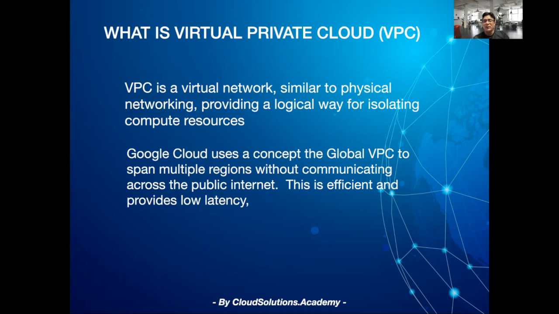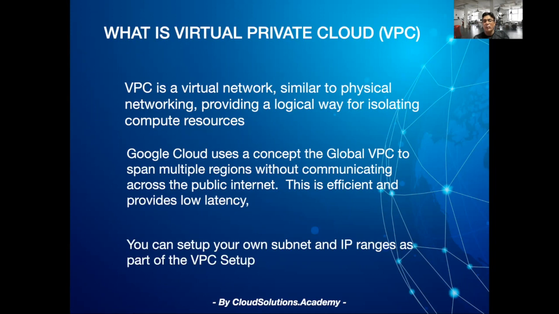And each VPC network consists of one or more IP address ranges called subnets. And subnets are regional resources like US East 1, US East 2, and have IP address ranges associated with them.